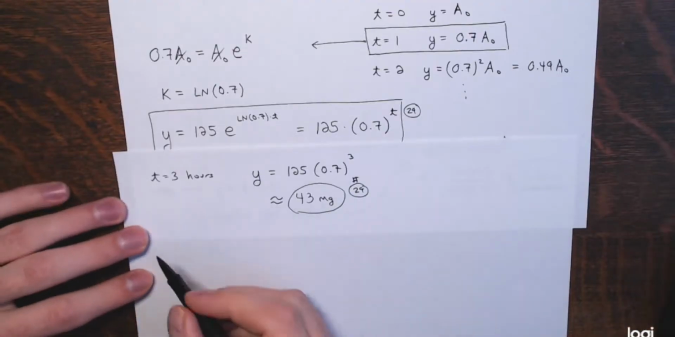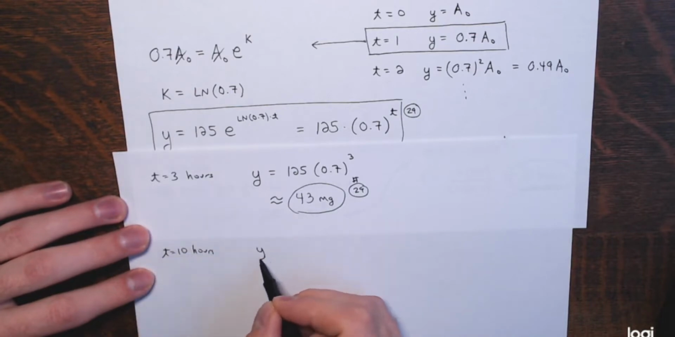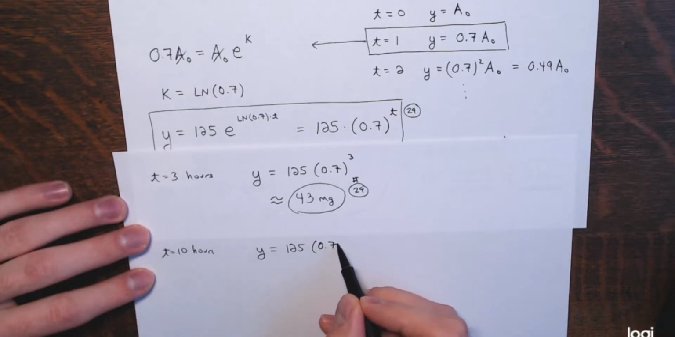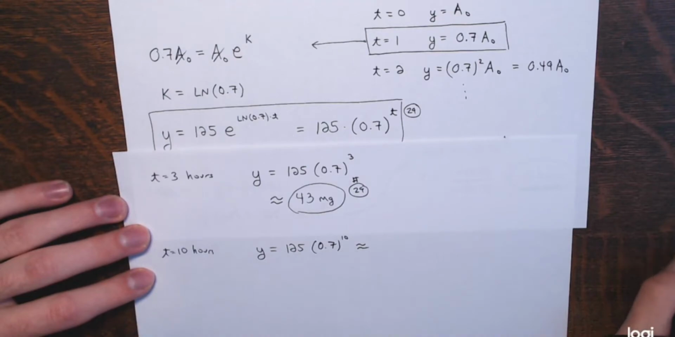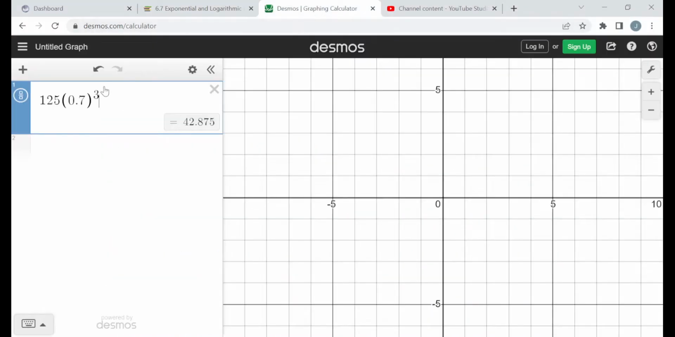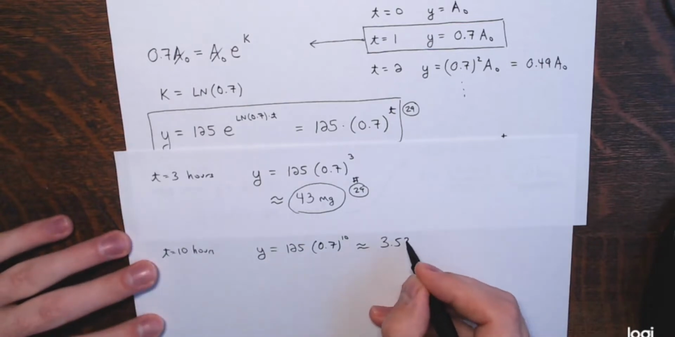When t equals 10 hours, it's the same stuff. y equals 125 times 0.7 to the 10th. And we're asked to round, this time to the nearest hundredth of a milligram. So I'm just changing the power up here to the 10th power. And to the nearest hundredth, that'd be 3.53.